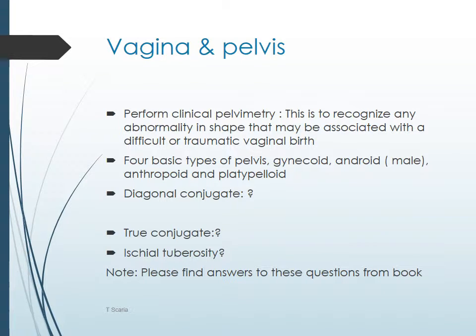And you can see 4 basic types of pelvis. They are gynecoid pelvis, which is the most common one, otherwise known as the female pelvis. The next one is android pelvis, otherwise known as male pelvis. Then anthropoid and platypelloid. And I want you to read the below terminologies from your textbook, find answers, and add notes. What is a diagonal conjugate? What is a true conjugate? And what is ischial tuberosity?